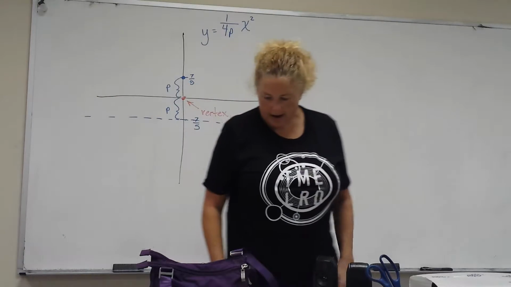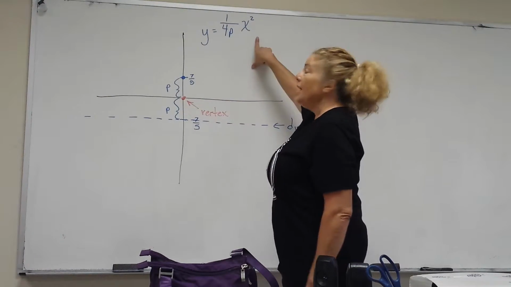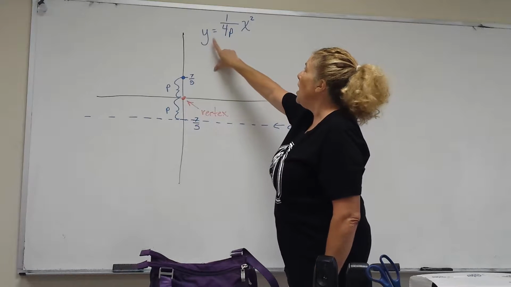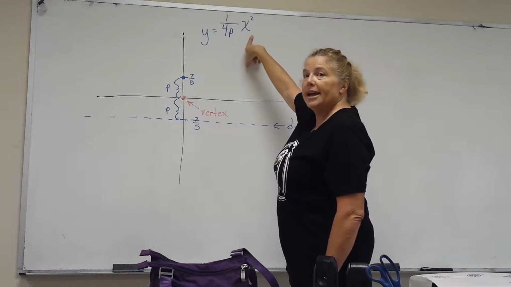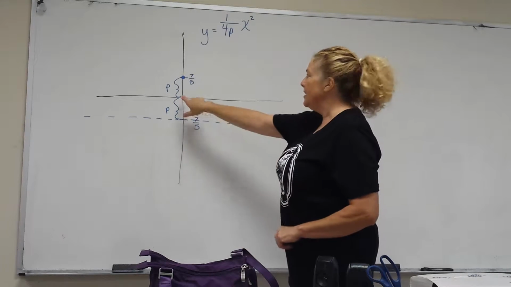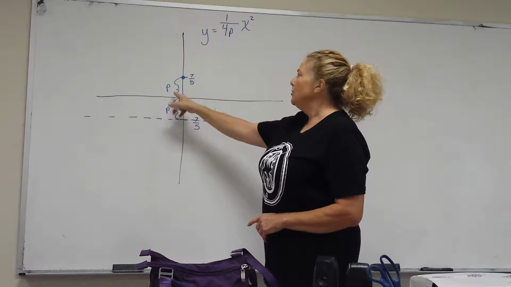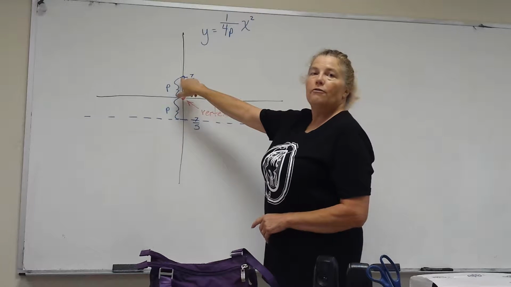Sorry, but we got kind of cut off on that. So on number 21, an alternate equation for the parabola is y equals 1 over 4p x squared. That's only if the origin is the vertex, okay? P is the distance between the vertex and the focus.